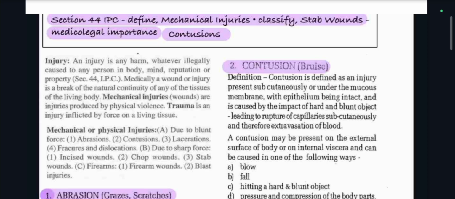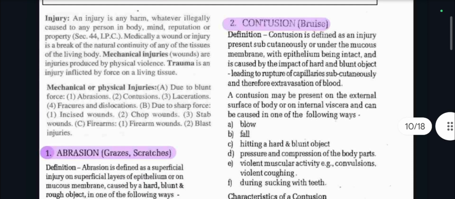Medically, a wound or injury is a break of the natural continuity of any of the tissues of the living body. Mechanical injuries or wounds are injuries produced by physical violence. That is why they are called mechanical. Trauma is an injury inflicted by force on a living tissue. So these are certain differences between common terms like injury, mechanical injuries, and trauma. What about mechanical or physical injuries? Due to blunt force, then due to sharp force, and your firearms. So very important thing, mechanical injuries are categorized into 3 parts.